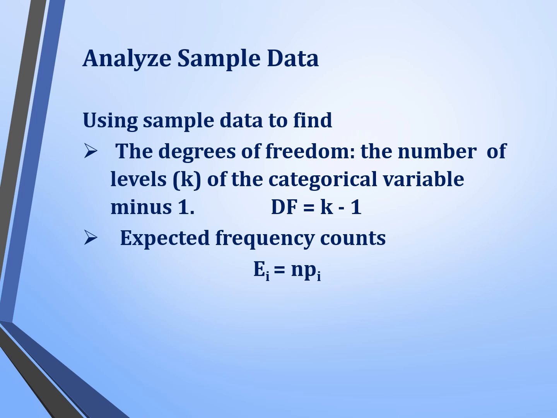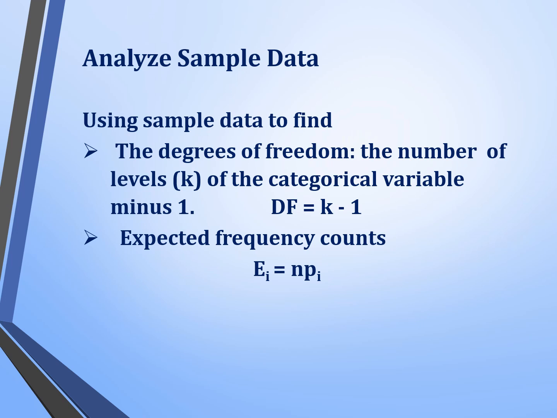The next step is the analysis of the sample data. So we are going to use the sample data to find the degrees of freedom, expected frequency counts, test statistic, and the p-value associated with the test statistic. The degrees of freedom of the goodness of fit test is equal to the number of levels of the categorical variable minus 1, or df equal k minus 1. So if we have a categorical variable of 4 levels, for example, df will be equal 4 minus 1 equal 3.